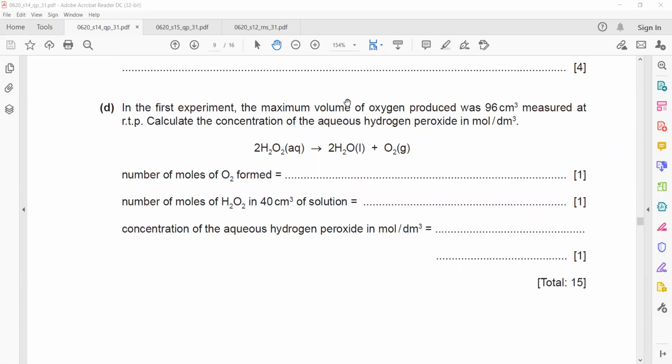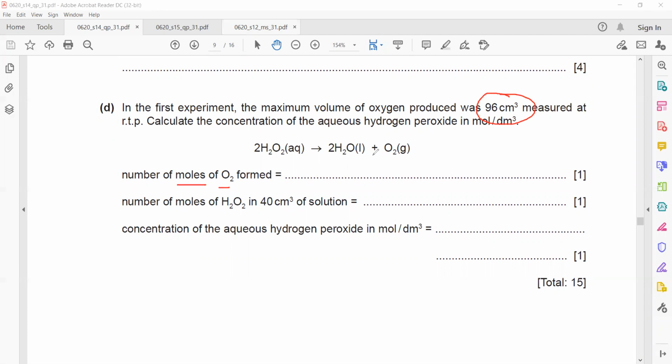Solve this question. I will write the answer. In the experiment, the maximum volume of oxygen produced is 96 cm3. Calculate the concentration of hydrogen peroxide.